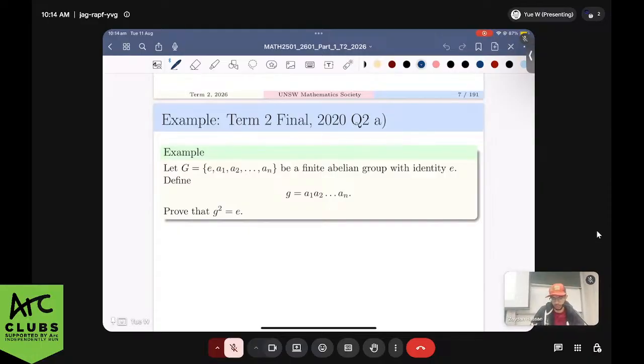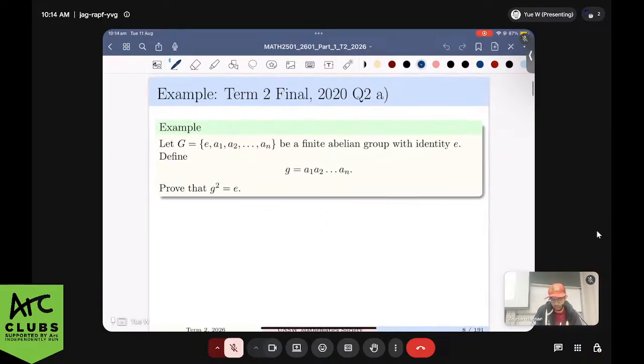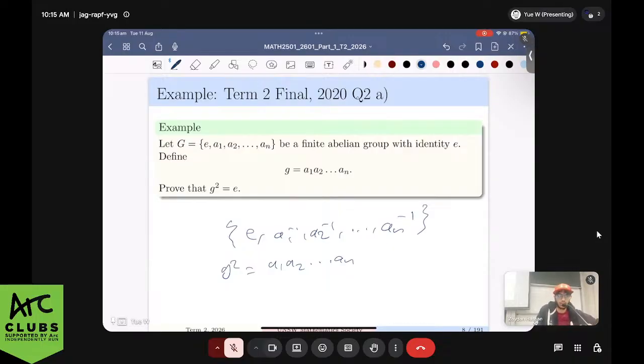Okay, so how should we do this? Well, one useful thing is you can write the group in terms of the inverses as well. So A1 inverse, A2 inverse, all the way up to AN inverse, and E, I guess. This is also the group, which is pretty useful. So G squared is A1, A2, up to AN, and then times another copy of that. But because A1 inverse, A2 inverse, all the way up to AN inverse, that's just a permutation of these.